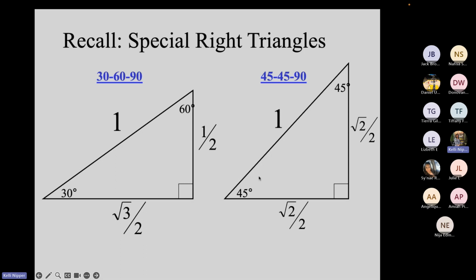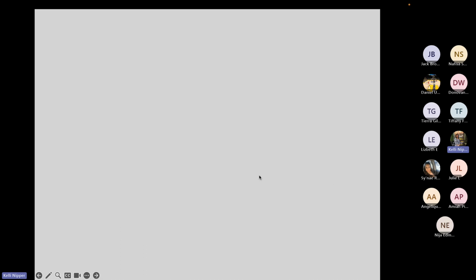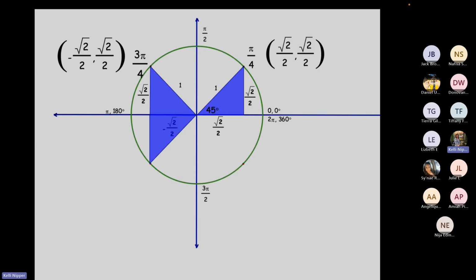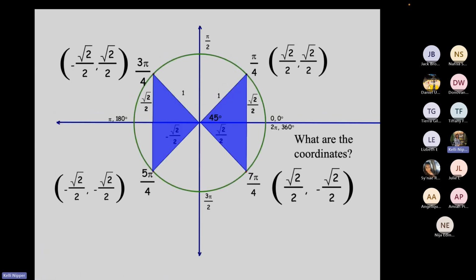These are the special ones that get infused all the way through, and they provided us with our unit circle, okay? So our 45-degree family of coordinates, which show up in quadrant 1 through 4 with our positive in quadrant 1, quadrant 2 being negative positive, quadrant 3 being all negative, and quadrant 4 being positive negative, okay?